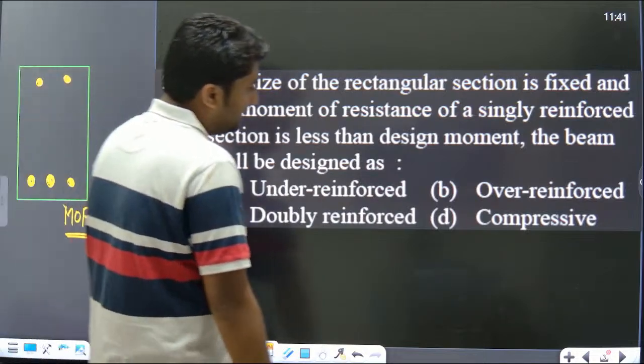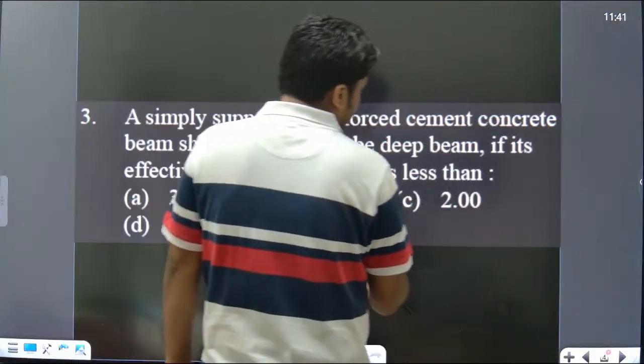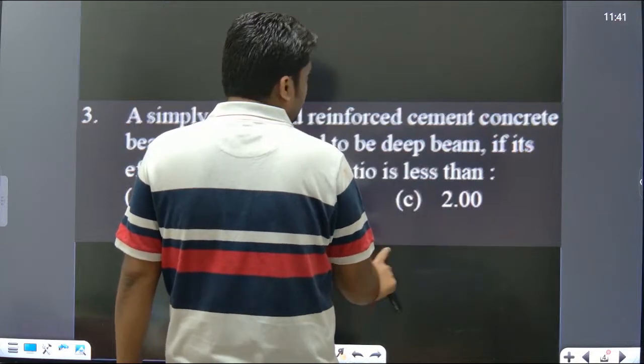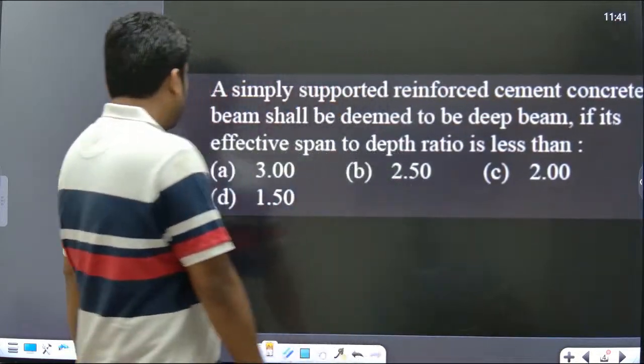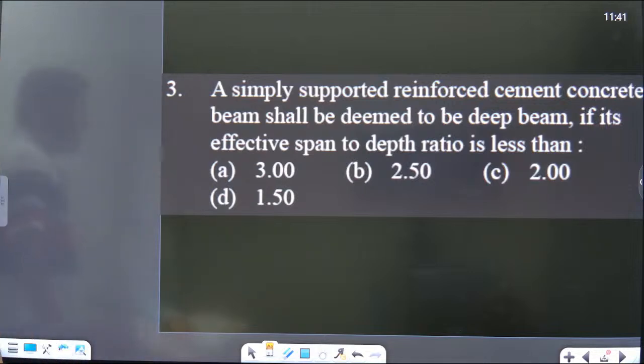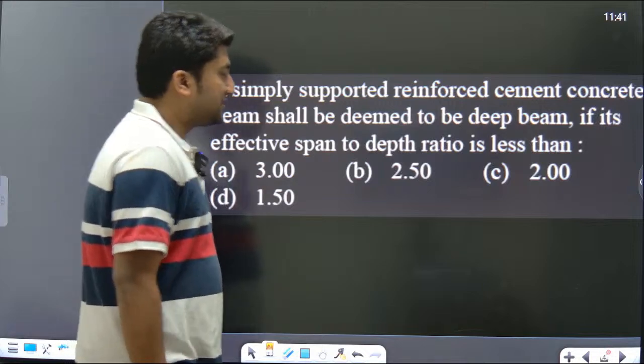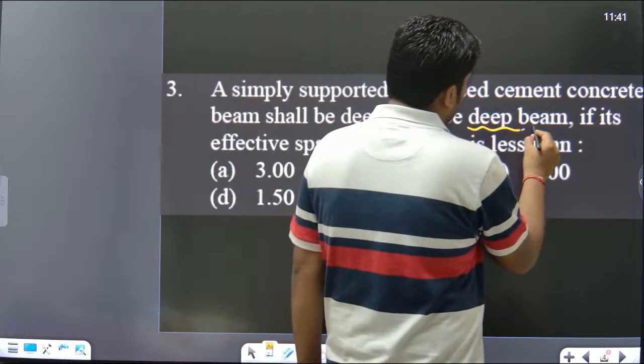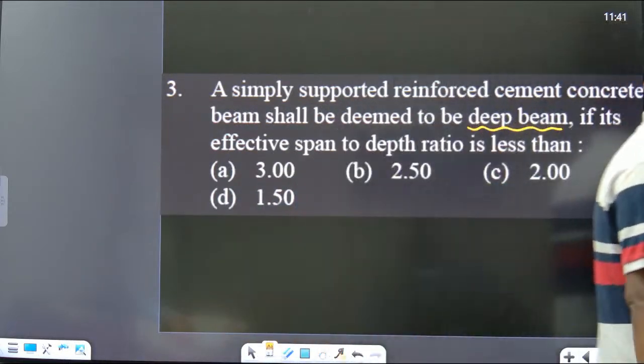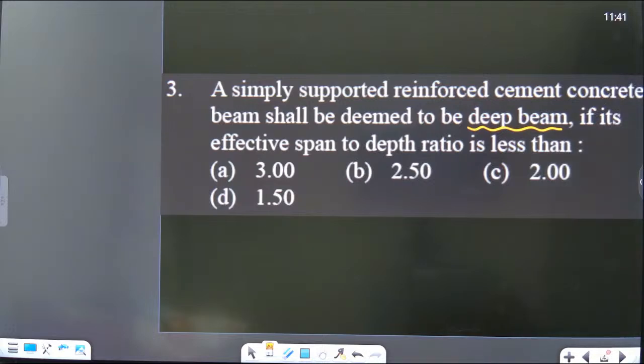In the next question, please solve this. A simply supported reinforced cement concrete beam shall be deemed to be a deep beam. Now this is a good question. Which beam is said to be deep beam?